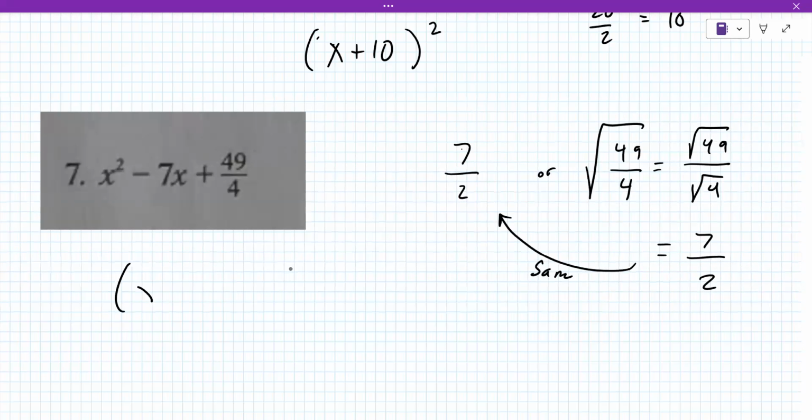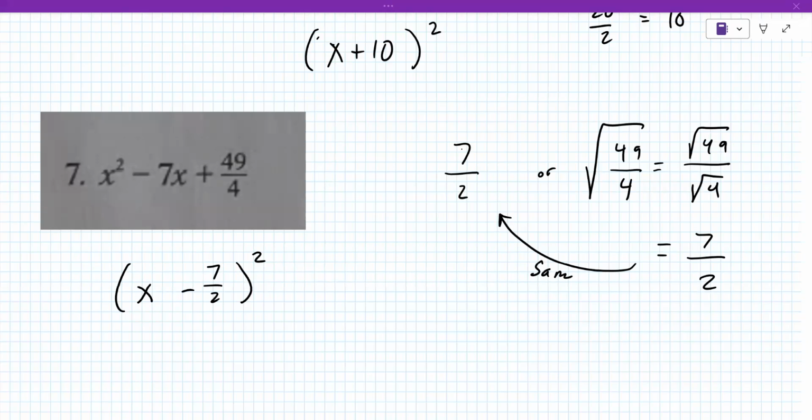So that means in parentheses here, it's x minus 7 over 2, squared. 49 over 4. Square root of 9 over 4, 7 over 2.